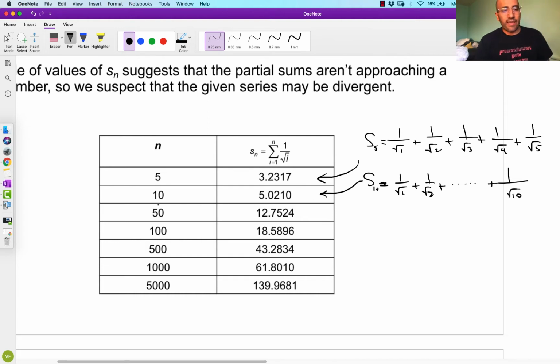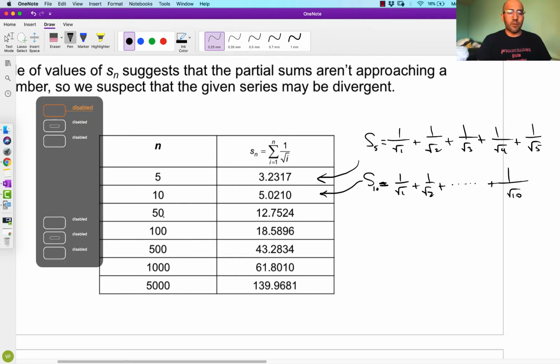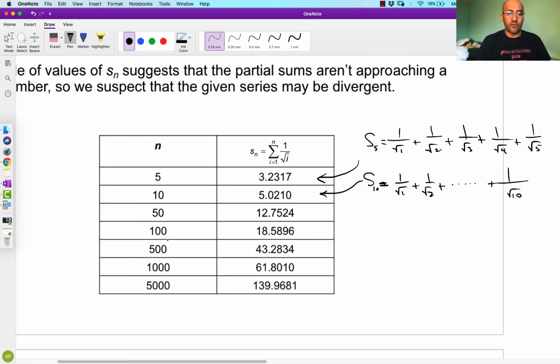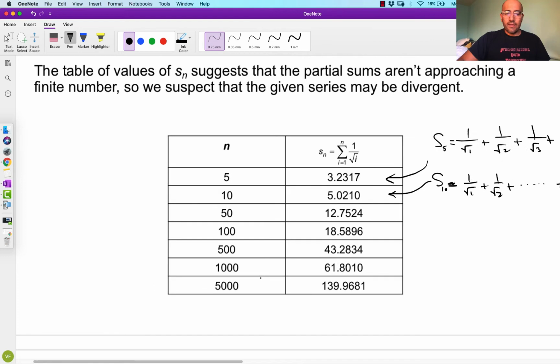Okay, so now if we find S sub 50, the sum of the first 50 terms, the sum of the first 100, 500, 5,000, we can get a sense of what's happening, and it looks like it's just growing out of control. It seems to be confirming our suspicions that this series is not going to add up to anything. It just keeps growing and growing and growing.